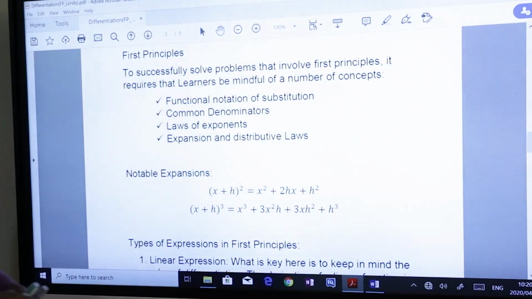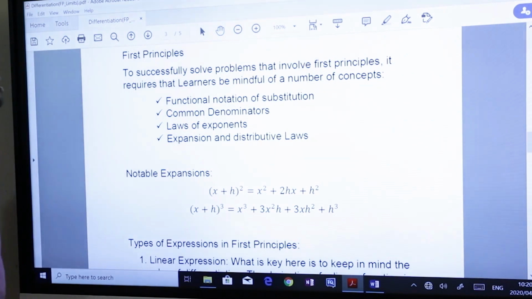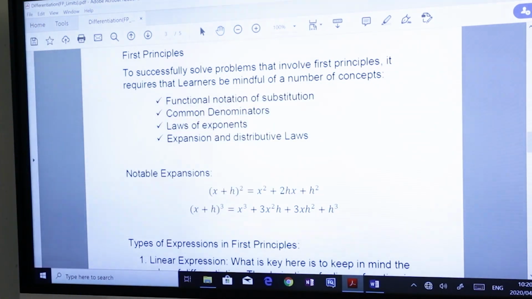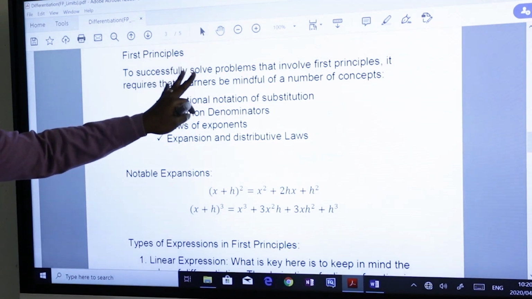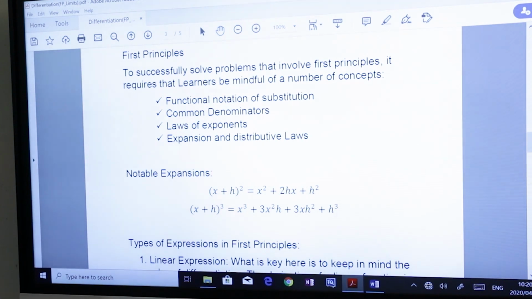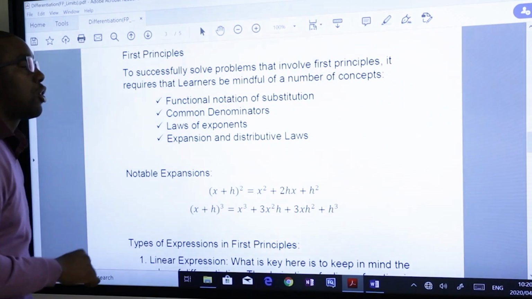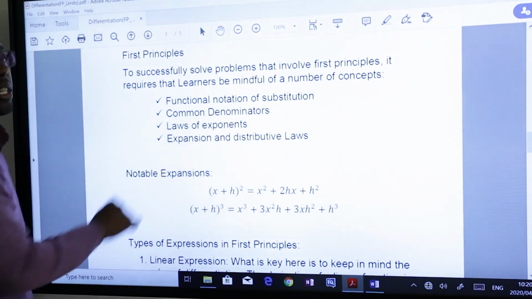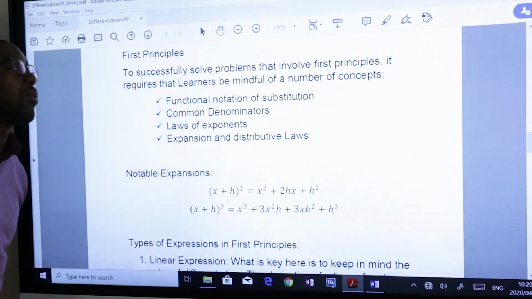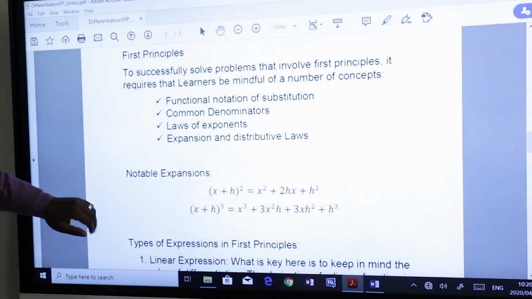First principles. To successfully solve problems that involve first principles, it requires that learners be mindful of a number of concepts. That means besides the concept of first principles itself, you need to import or come up with other concepts from earlier topics: functional notation of substitution, common denominators, laws of exponents, expansion and distributive laws. These are the concepts that you need to have prior knowledge of.